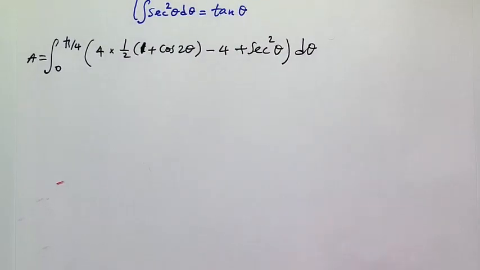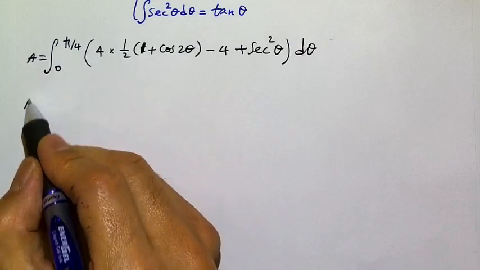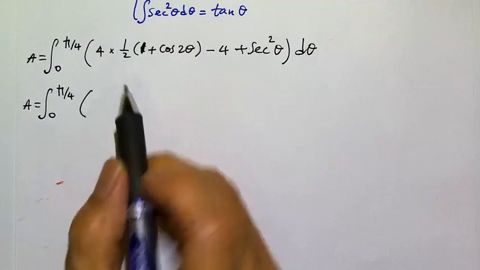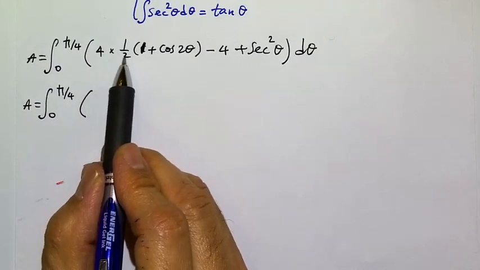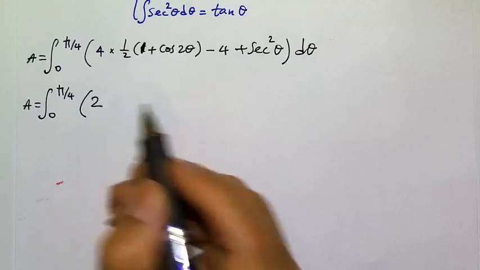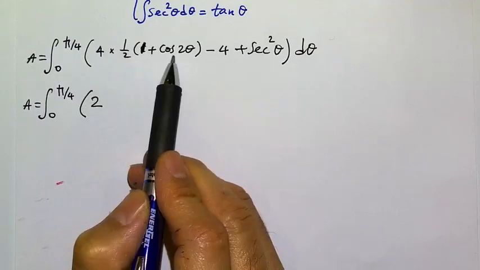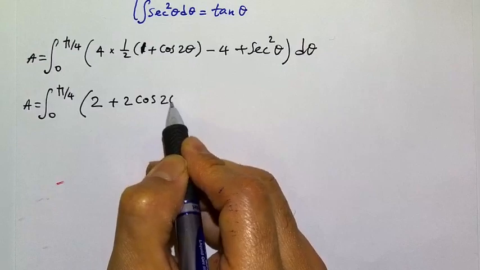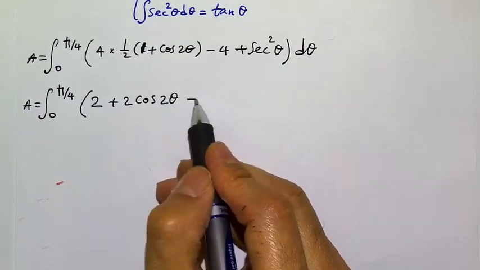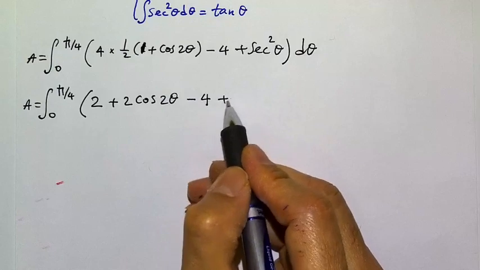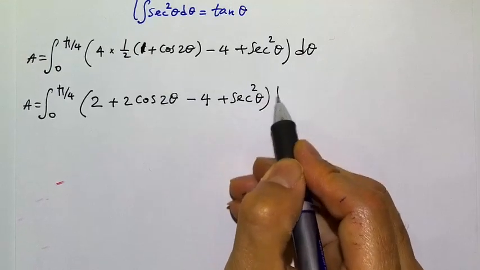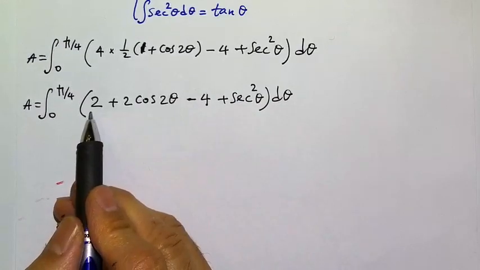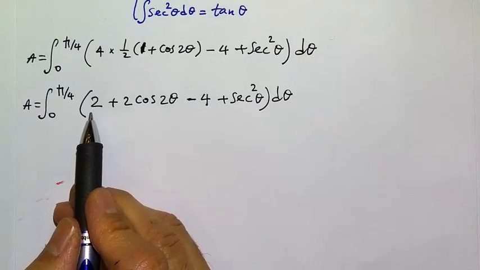Okay. So distributing this 4 into this, what do we get? We get integral from 0 to pi over 4. And so this would be just 4 times 1/2 times that. It will be 2. And 4 times 1/2 is 2 times cosine 2 theta. So plus 2 times cosine 2 theta. And then minus 4, of course. And then plus secant squared theta d theta. Right? So we have minus 4 and positive 2. They combine to give us minus 2.